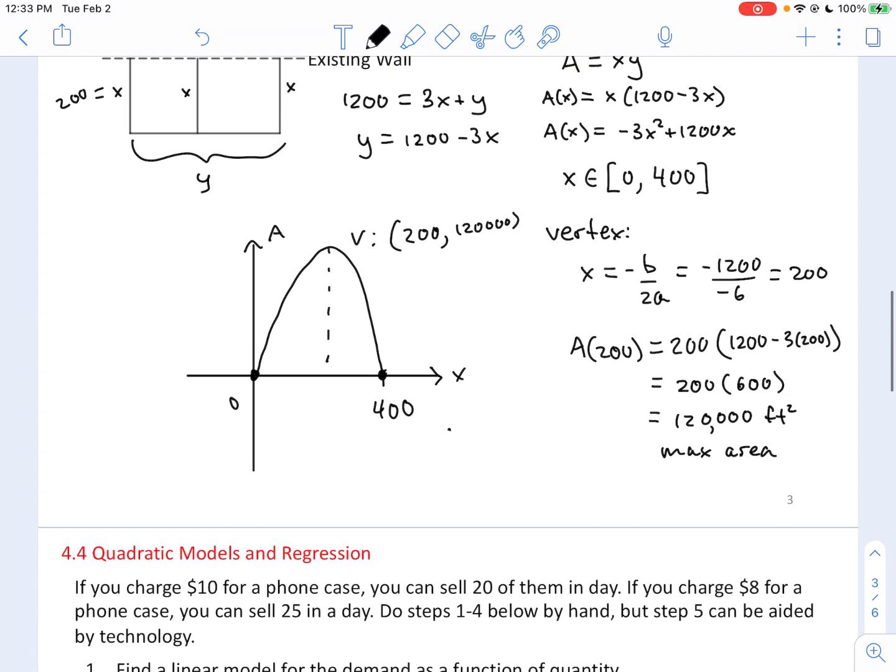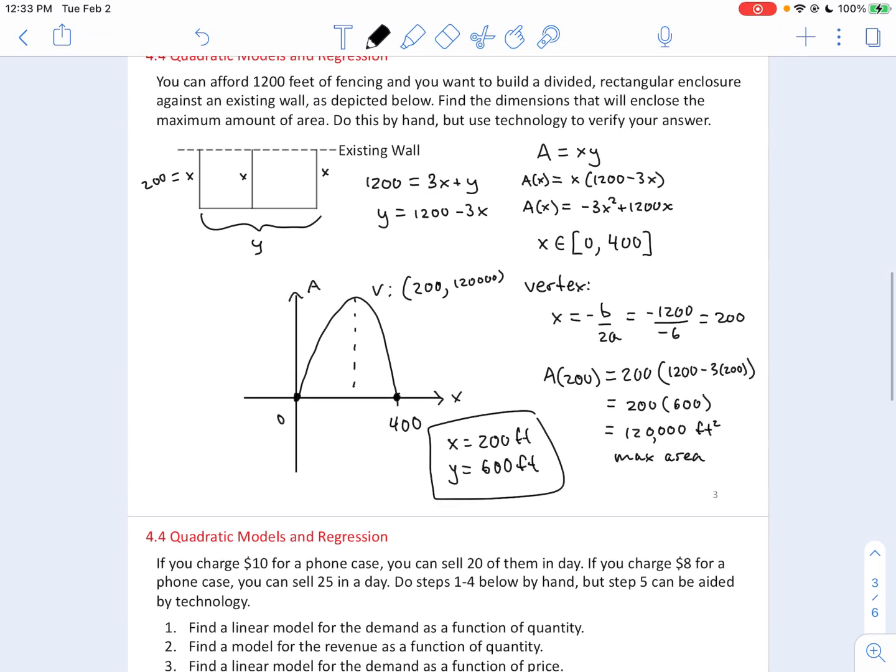Now this said find the dimensions that will enclose the maximum amount of area. So we're going to say that the width, or the x in our picture, has to be 200 feet, and the y in our picture has to be 600 feet. So this really is the answer to this task. These are the dimensions that will enclose the maximum amount of area.